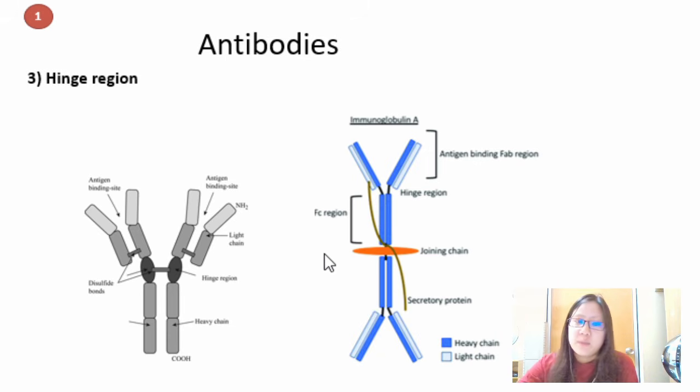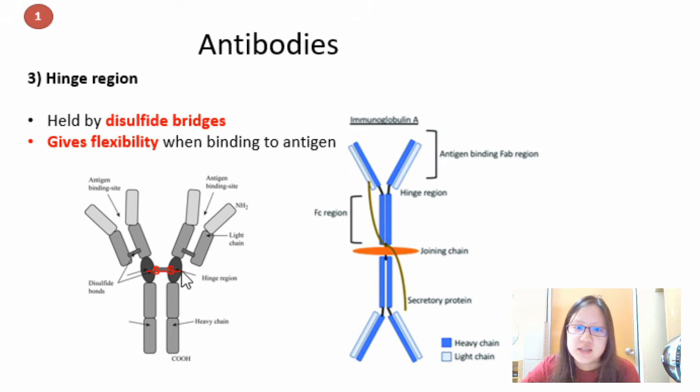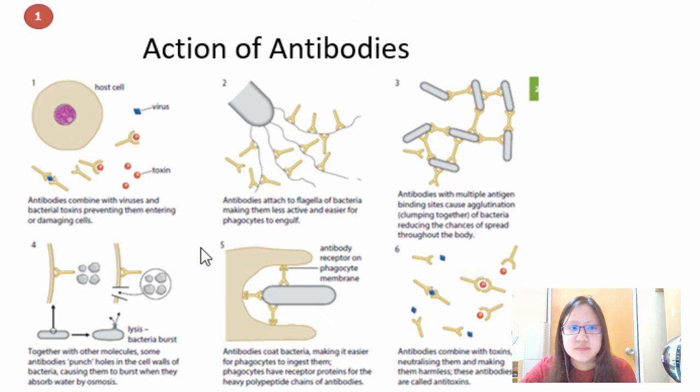Now there is a third part here for antibodies. There's the variable region, there's the constant region, and then there is the hinge region. The hinge region is pretty easy. It is held by disulfide bridges. It is this area here. And what it does is just gives some flexibility when binding to antigens. That's about it.